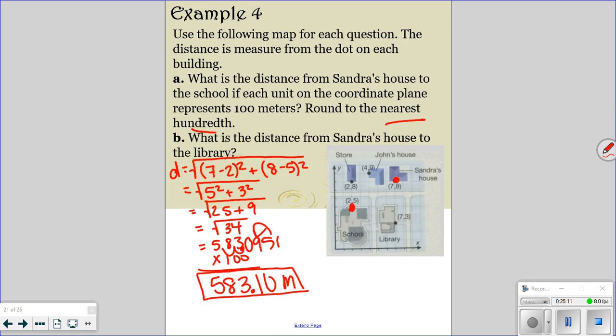Now for the distance between Sandra's house and the library. So here's Sandra's house, and here's the library. So if you look, that's a vertical line. So we don't actually need to do the distance formula. We can just count. So the distance between 7-3 and 7-8, well, we're going from 3 to 8. That's going to be a total of 5. So from 7-3 to 7-8 is a difference of 5. And again, you have to multiply by 100, so that gives you 500 meters. So that would be your answer for that one.